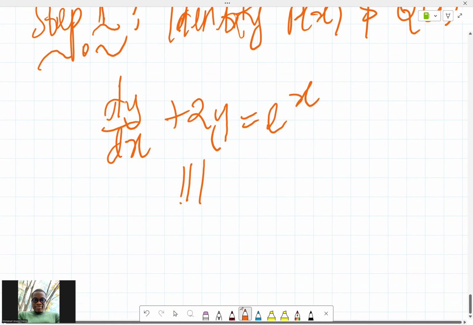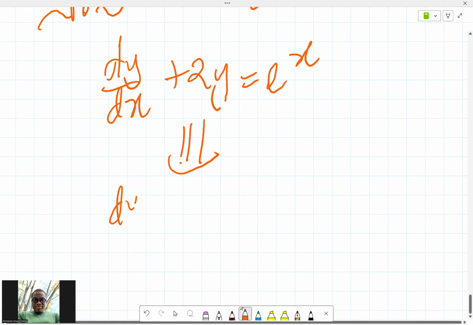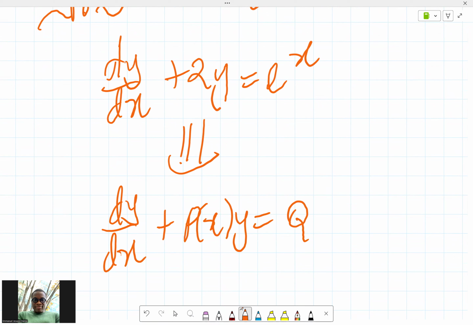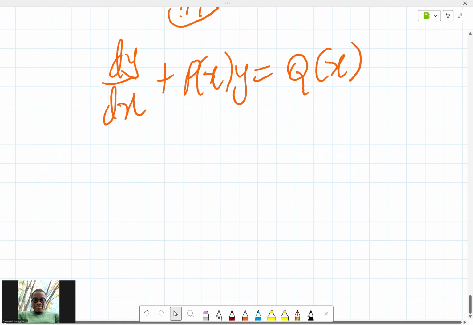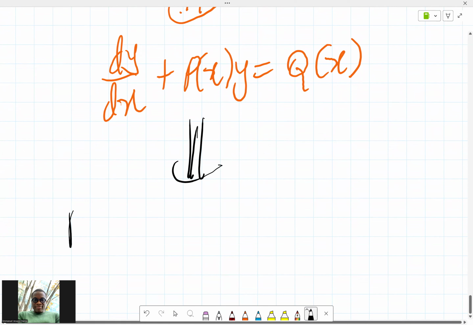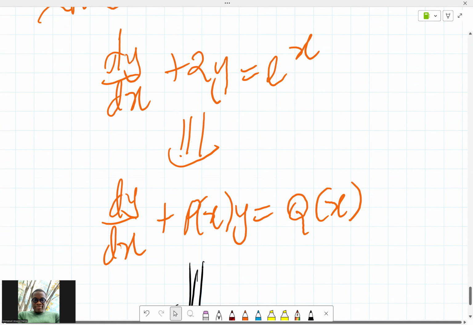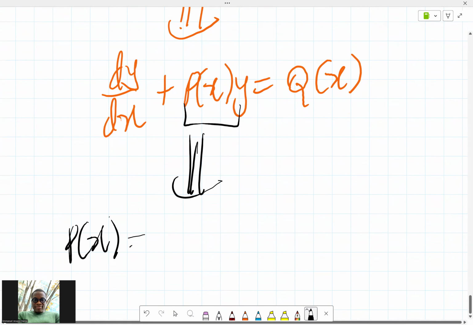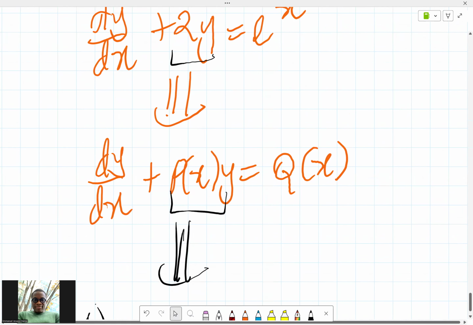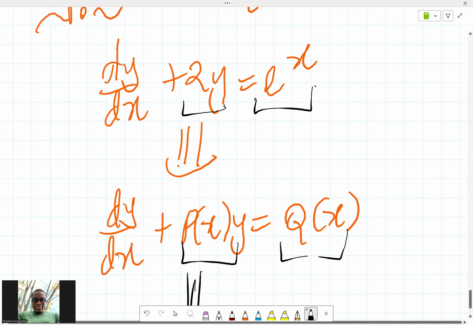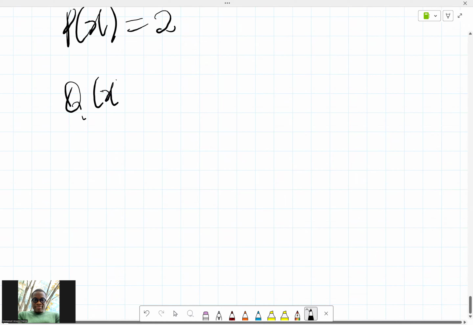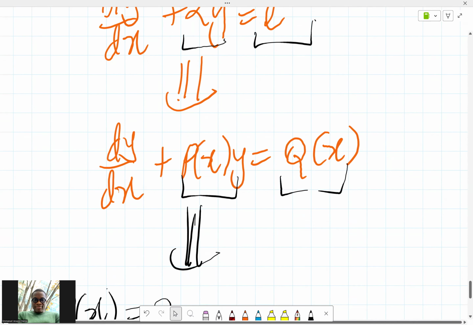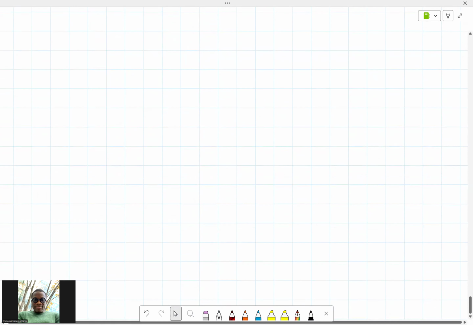If you compare this with the general form, which is dy/dx + p(x)y = q(x), what can we conclude? p(x) is what we have with y. So you have p(x)y, there you have 2y, which means p(x) is simply 2. And q(x) is just this right hand side, e^x. So q(x) equals e^x. Easily done. And once that is taken care of, we can go for step 2.